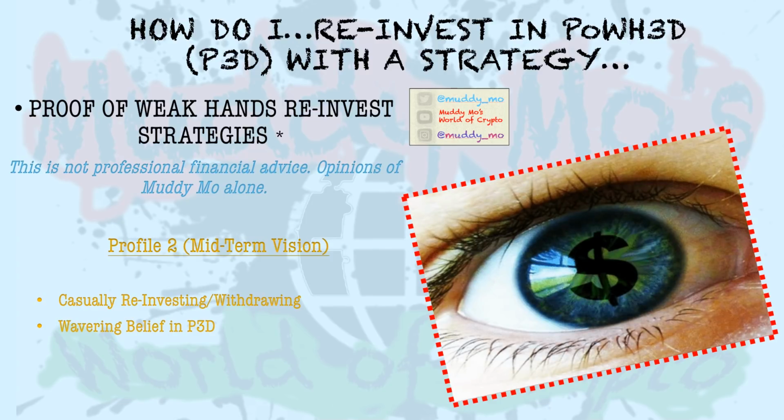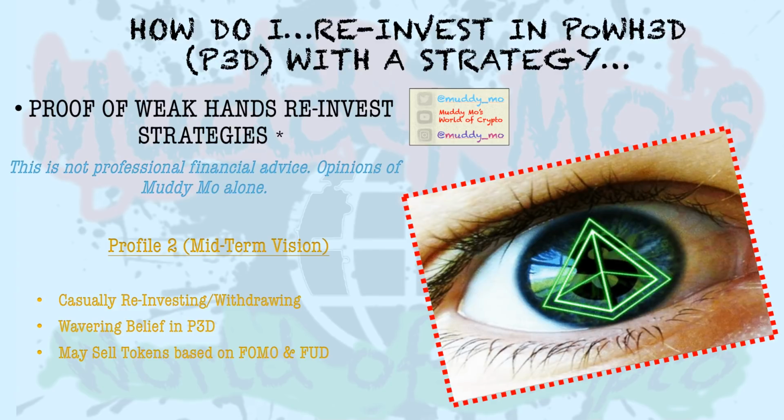Also, they have wavering belief in P3D. What I mean by that is this type goes according to what the news or what other YouTube bloggers say about P3D. So if they hear that P3D is a scam, they're going to immediately probably take their money out. They waver in belief by what P3D is doing in the news, essentially. Also, they may sell their tokens based on FOMO or FUD. If the price is jumping up, they might be the ones buying. If the price is going way down, they might sell quick. Muddy Mo kind of feels like this type generally loses money because they're just in the middle there.